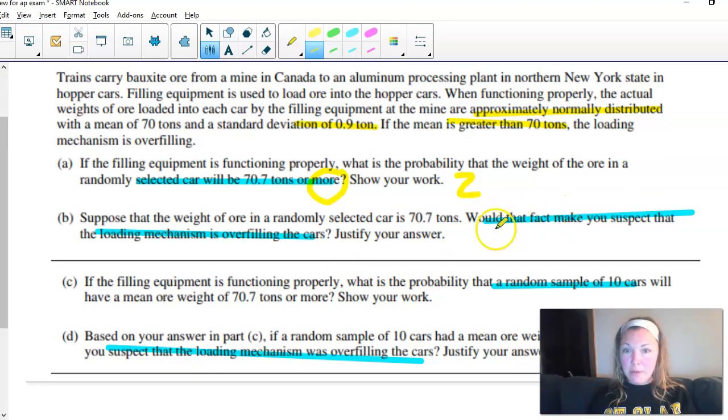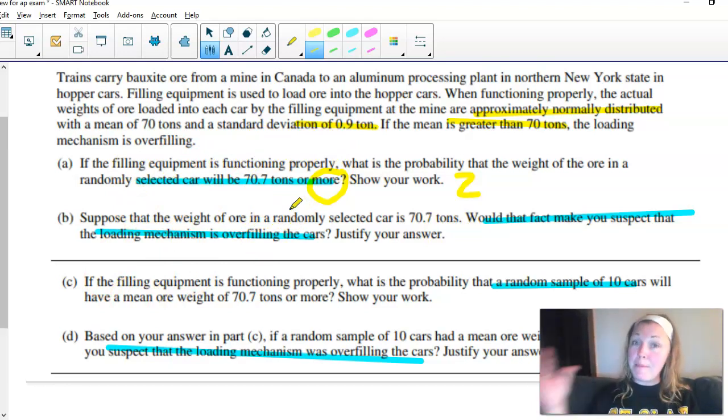Now, here, this question, I'm going to read through. It's using part A, and it's saying, would that fact make you suspect that the loading mechanism is overfilling? This is getting at that whole idea of a low probability. For example, if it's less than 5%, like with our p-values and our alpha, a low probability is unlikely to happen, okay? So talking about this question in terms of how big is the probability of part A, okay? If the probability is large, it's a likely event. If the probability is small, it's an unlikely event.